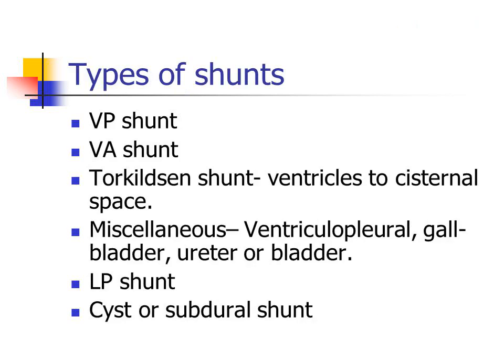Types of shunts: VP shunt, VA shunt. Torkelson shunt, ventricles to cisternal space. Miscellaneous: ventriculopleural, gallbladder, ureter or bladder. LP shunt. Cyst or subdural shunt.